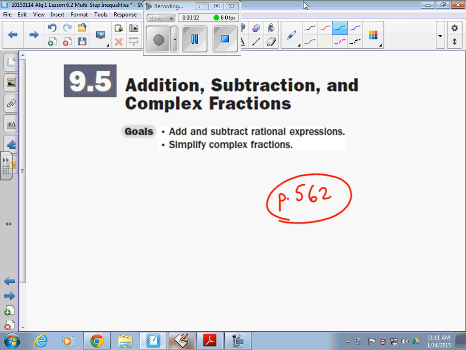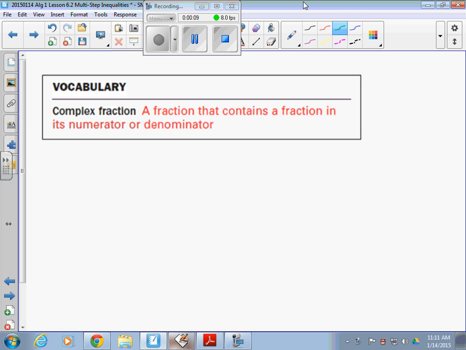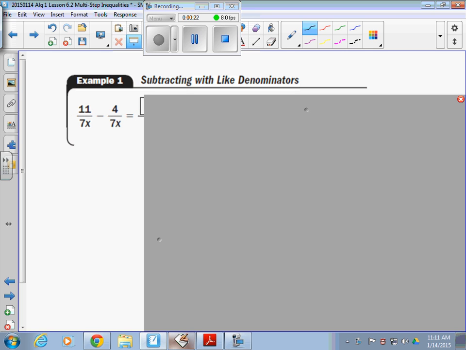It's Algebra 2, Lesson 9-5, Addition, Subtraction, and Complex Fractions, beginning on page 562 in the textbook. First thing we have is a definition of a complex fraction. It's a fraction that contains a fraction in its numerator or denominator. So basically, it's a fraction in a fraction, either one or the other or both.